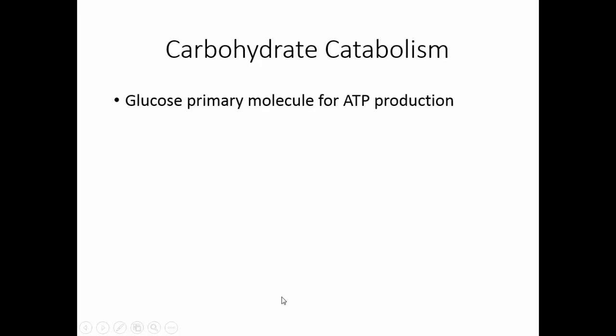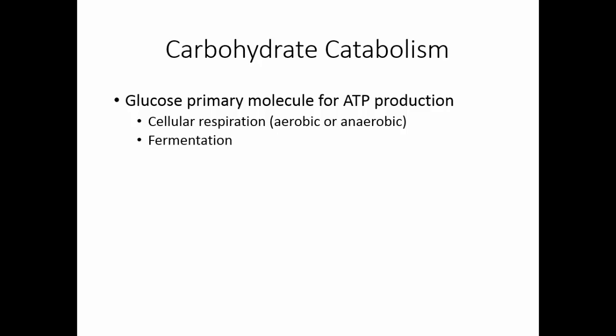Glucose is the primary molecule for ATP production in the cell. Cellular respiration may be either aerobic or anaerobic, and also fermentation is a pathway for utilizing glucose. All three of these reactions, aerobic and anaerobic cellular respiration and fermentation, start with the same step, glycolysis.